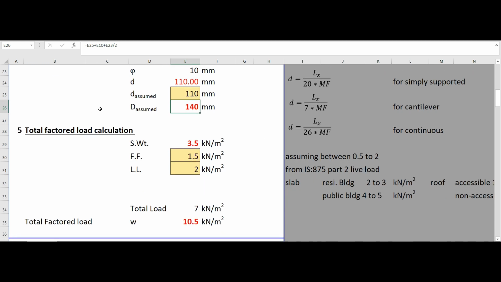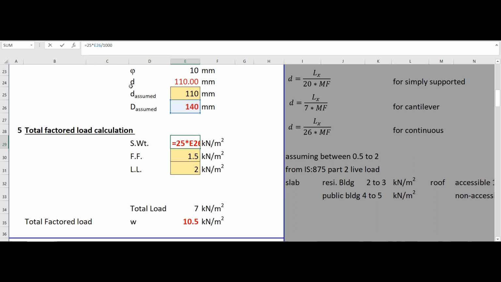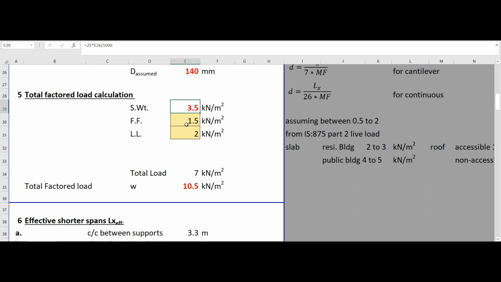Now we will calculate the total factored load. First of all, the self weight of the slab, which is equal to the overall depth of the slab, which is 140 mm, multiplied by the unit weight of concrete, which is 25. So we get the self weight as 3.5 kilonewton per meter square. We will assume the floor finish as 1.5 kilonewton per meter square.